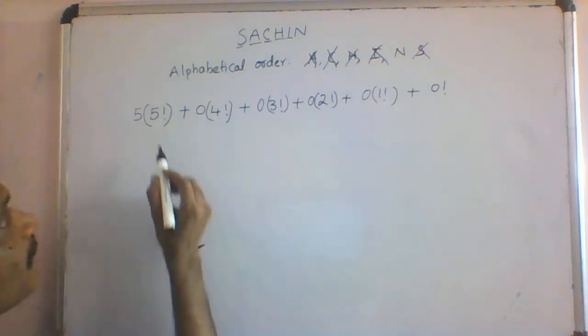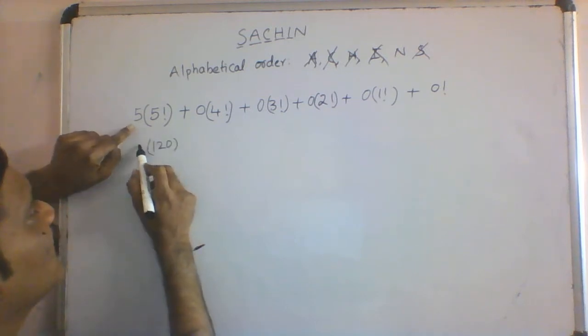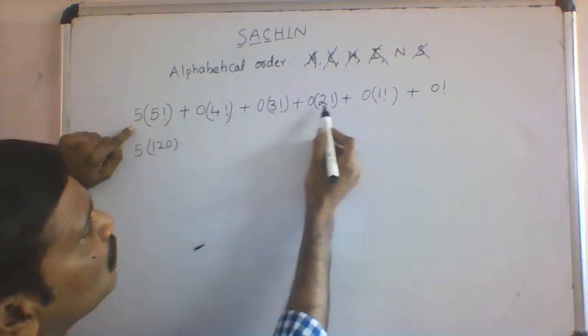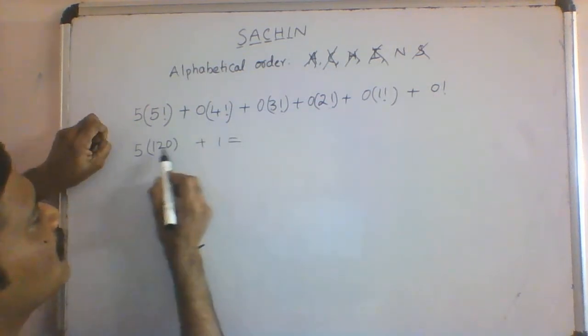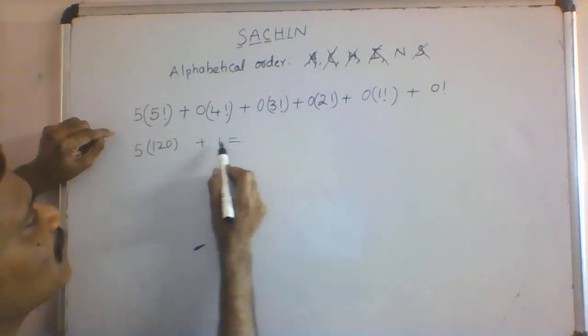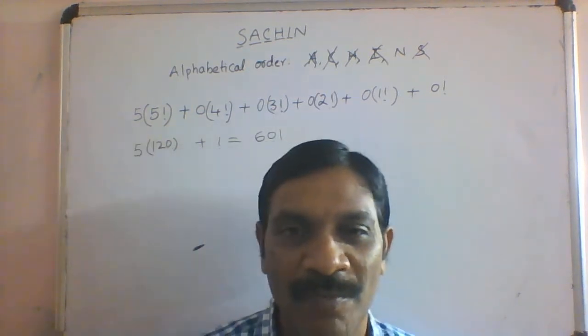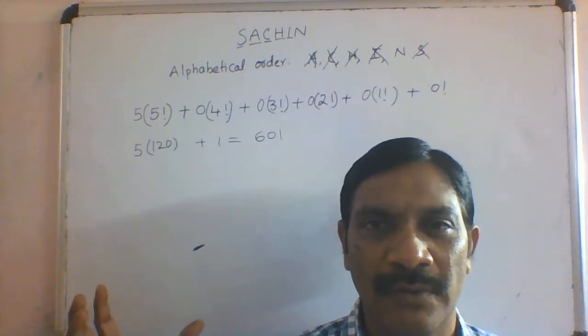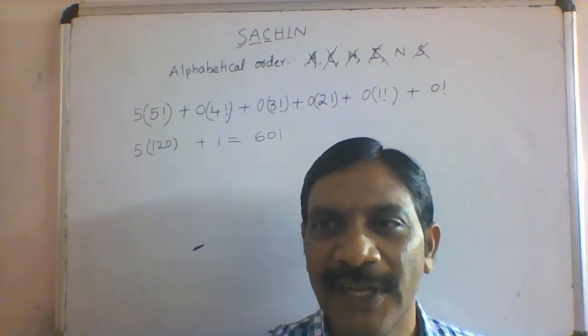Now count. 5 factorial means 120. Is it not? Into 5. All are zeros, no? And 0 factorial is 1. 120 times 5 is 600, plus 1 is 601. This is how we do rank in a shortcut method. I hope you understood.